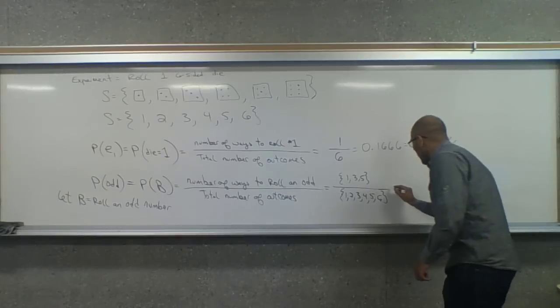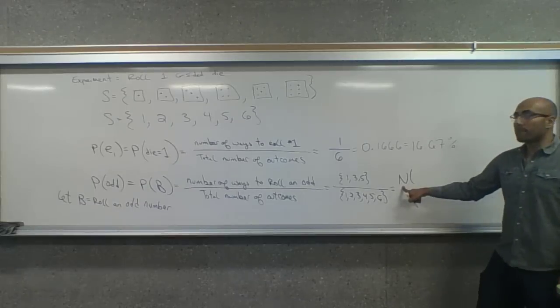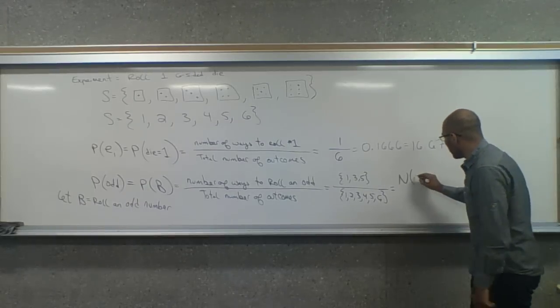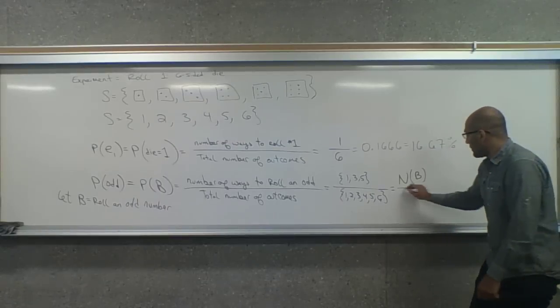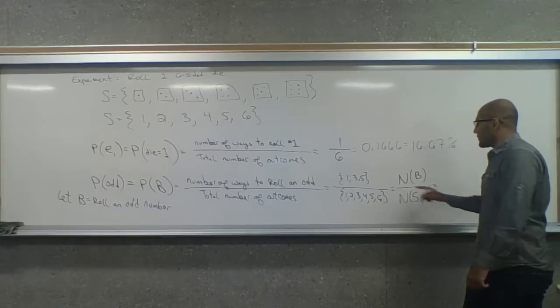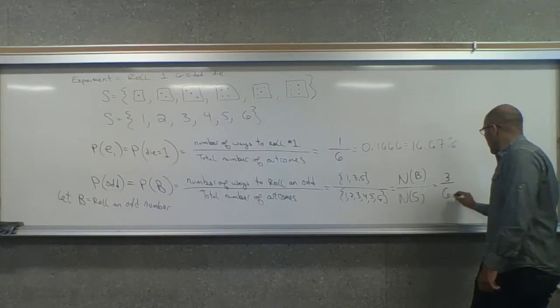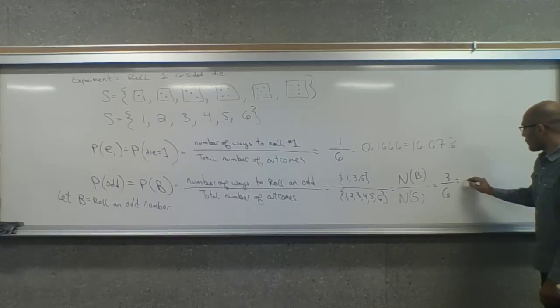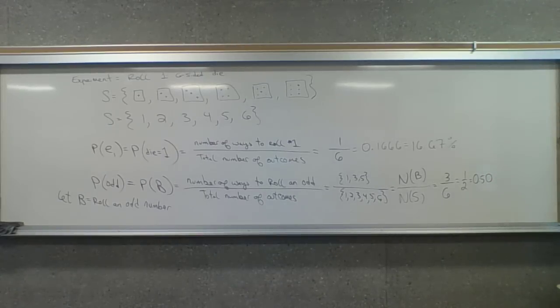So now we can use our notation from before. Capital N represents the number of values in our event. So this is going to be N of capital B divided by N of capital S. And so finally we'd say that this is 3 out of 6, which is a half or 50%. Any questions about that?